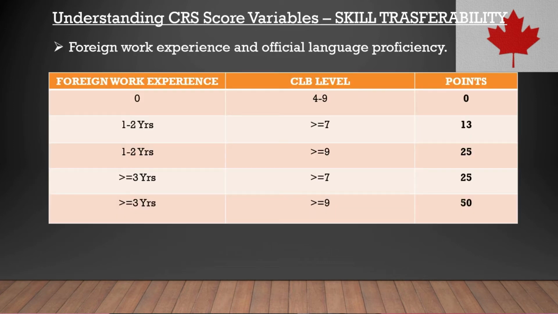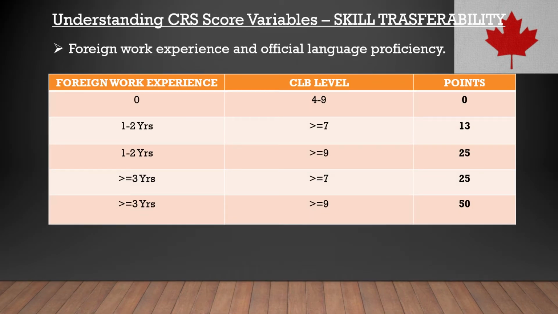Now let's go to the third combination, that is foreign work experience. That in our case will be work experience in India or any other country other than Canada, and your CLB levels, that is your English language test results, when you are equating it to CLB, that is Canadian Language Benchmark. 7 to 9, basically 7 if you consider average, and you have 1 to 2 years experience, you get 13 points.